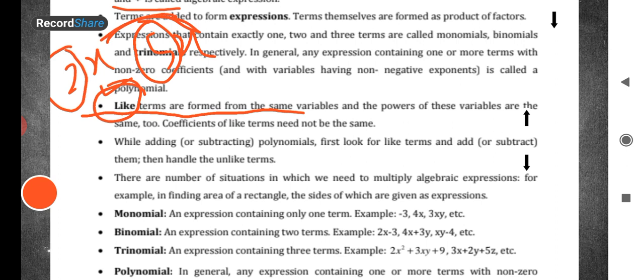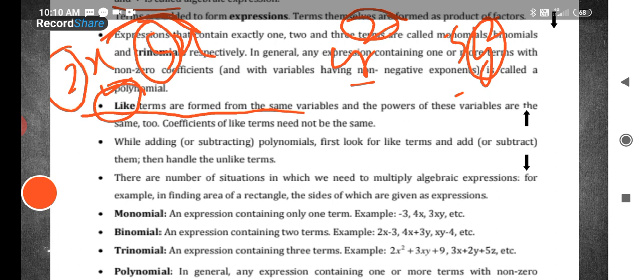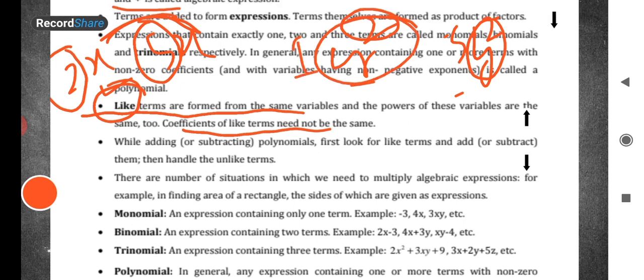If it has a power also, suppose y square and 5y square, now these two are also called like terms because their variable is the same and their power is also the same. If the power is different, then they are not like terms. So coefficients of like terms need not be the same. What is the coefficient of y square here? Here the coefficient of y square is 1 and here the coefficient of y square is 5. These are called coefficients, isn't it?